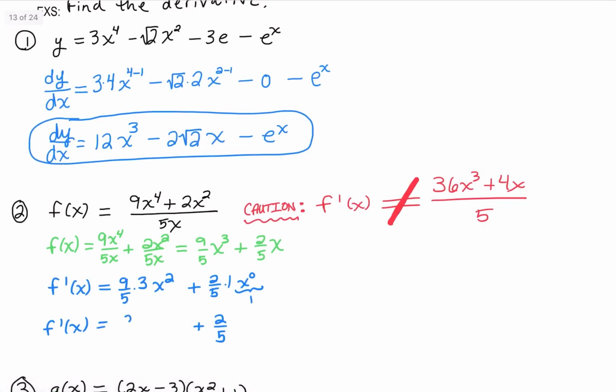All right, and then my first term, let's clean this up and just make this 27/5 x squared plus 2/5, or if you prefer, you could put it all back together as 27x squared plus 2 all over 5.